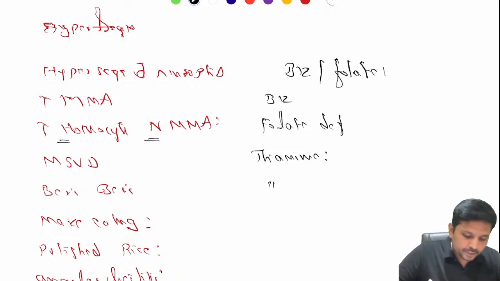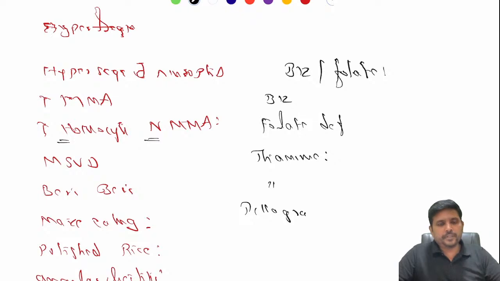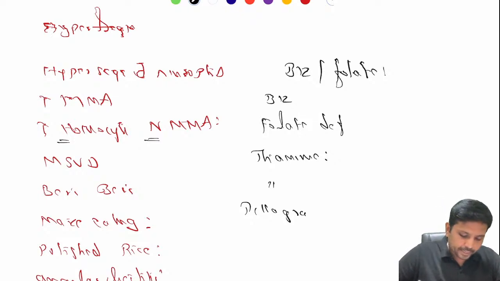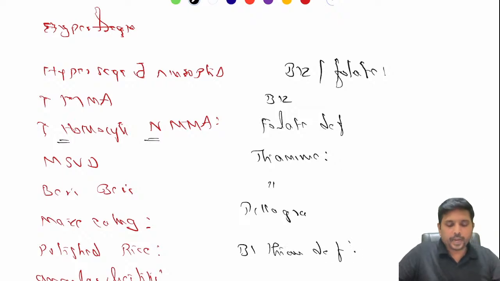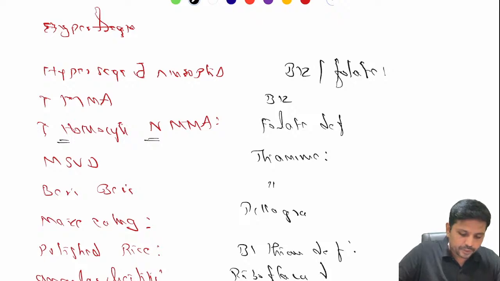Maize-eating population, pellagra, which is characterized by diarrhea, dermatitis, and dementia. Okay, polished rice makes people more prone to B1 or thiamine deficiency. Angular cheilitis is due to riboflavin deficiency.